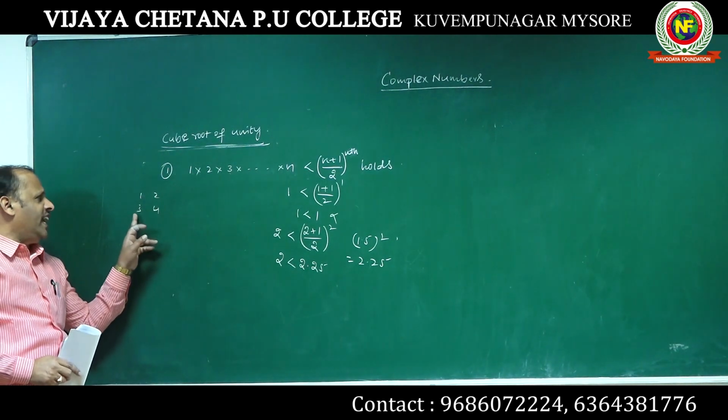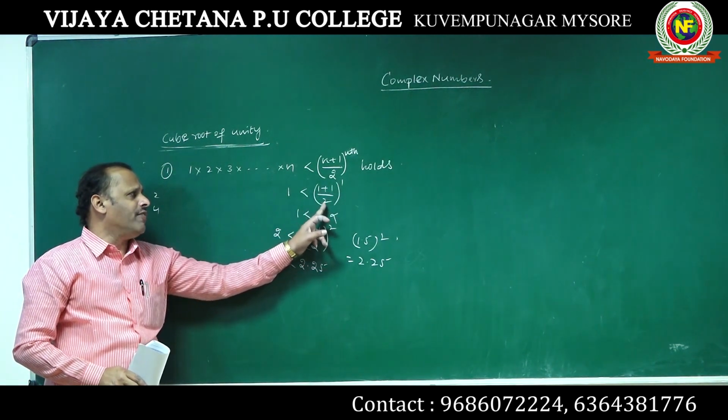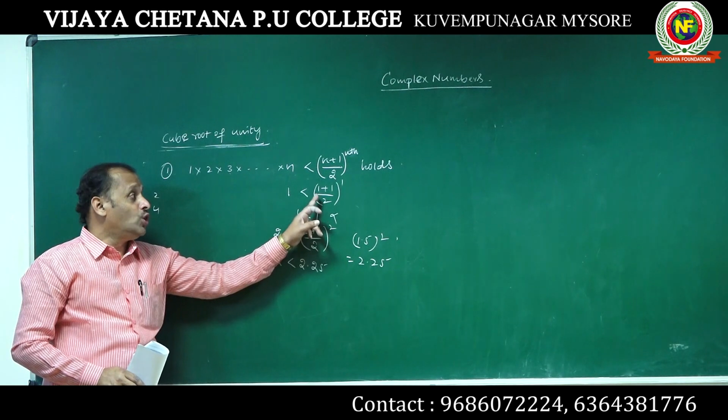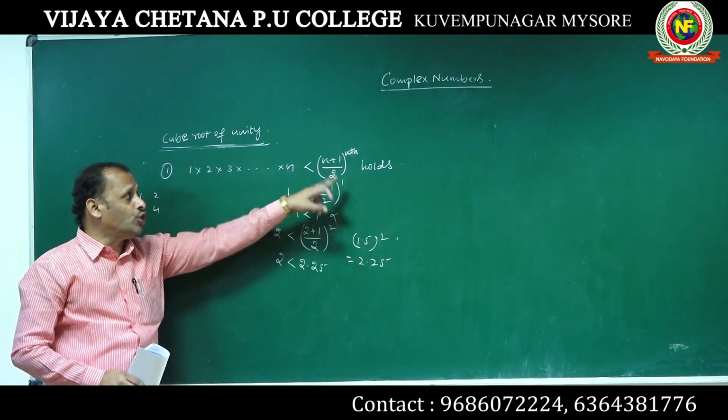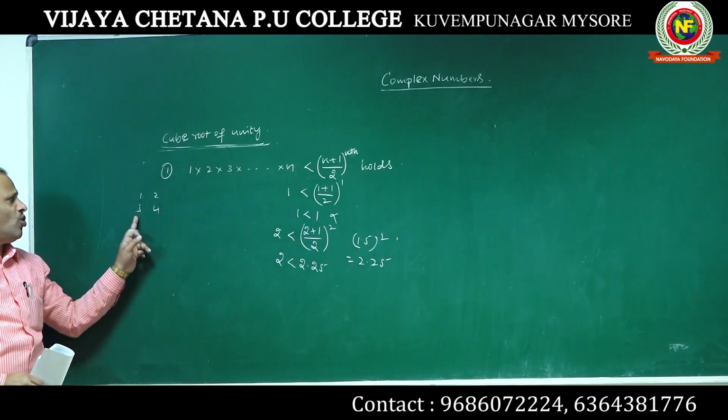If you take 3 here, 3 plus 1 is 4. 4 divided by 2 is 2, and 2 cubed means 8. 3 is less than 8, so 3 also holds good.